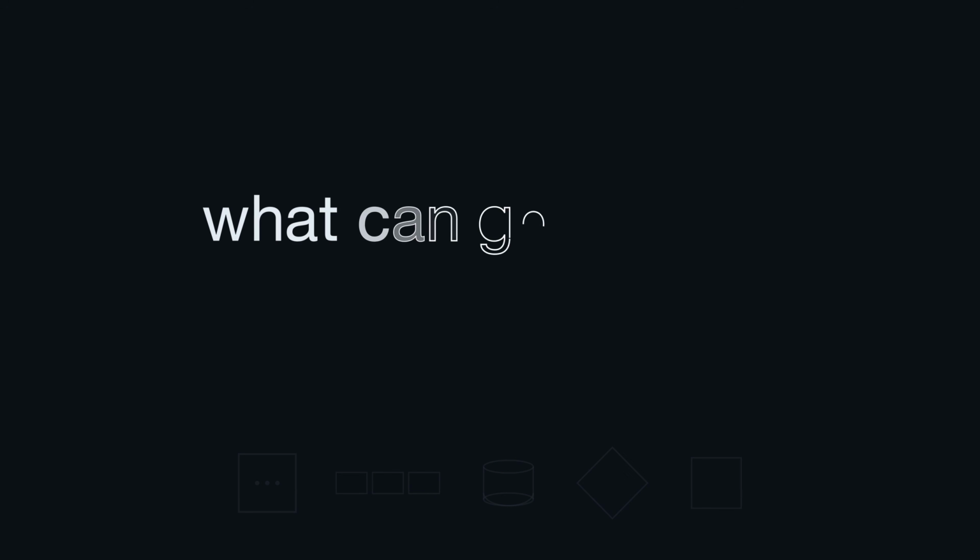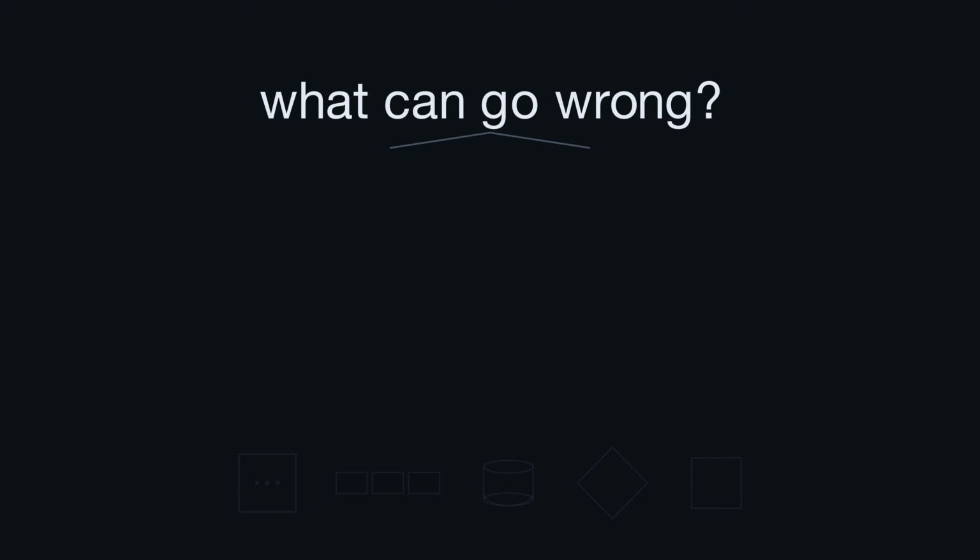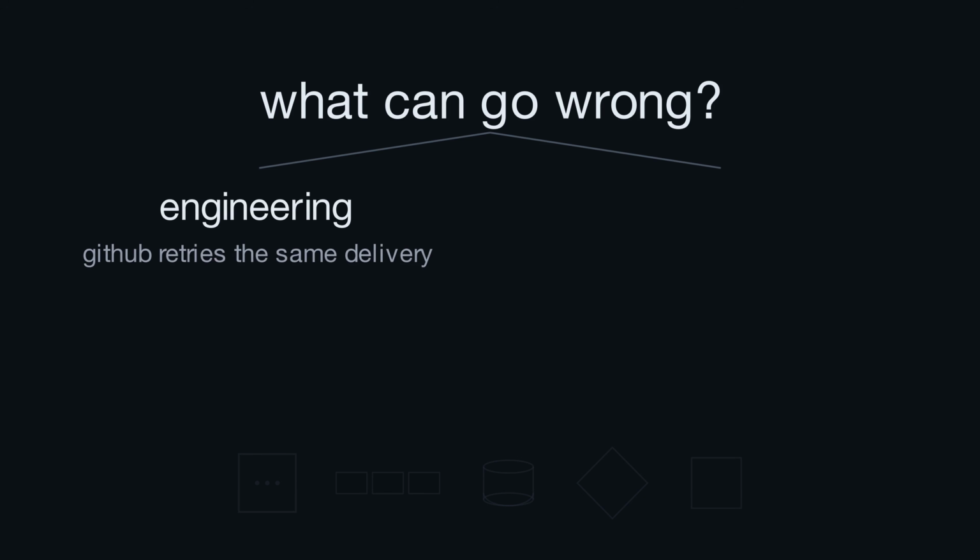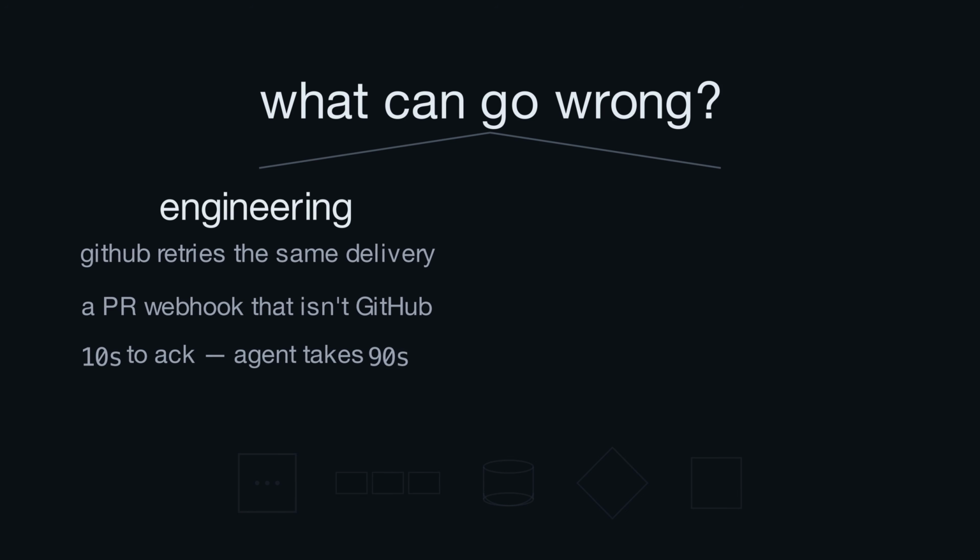And then we will take one component of the entire architecture at a time, and ask a single question of every component: what can go wrong. We'll think from two different directions. The first one is the engineering direction, where it all can fail. For example, say you're working on the GitHub webhook component: GitHub retries the same delivery all the time. Maybe there's a security problem where somebody else is sending your service a PR request who is not GitHub officially. And then you have just 10 seconds to acknowledge to GitHub, but your agent takes 90 seconds. All of that is the engineering direction.